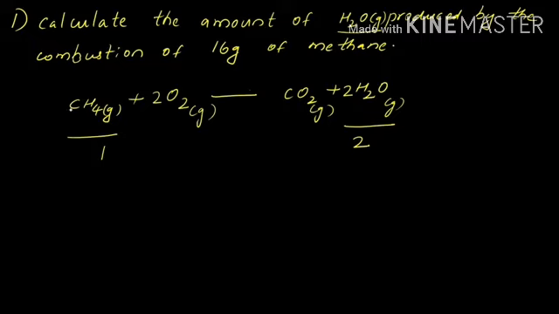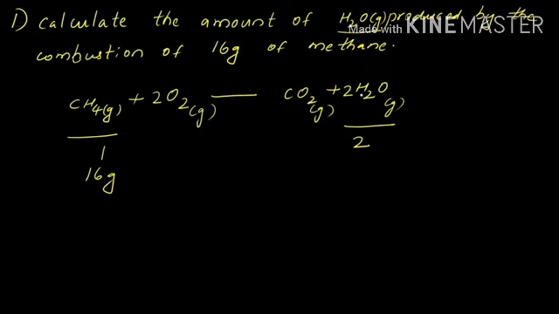Now look at the number of moles of methane and water. Methane is 1 mole, and water is 2 moles here. Now we need to relate it in terms of grams, because the methane amount is given in grams: 16 gram of methane. Find out the gram of CH4 here. CH4 is carbon 12 plus 4, that is 16 gram itself.